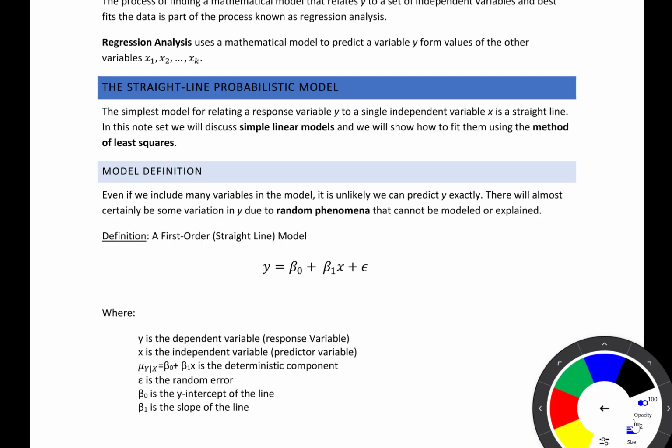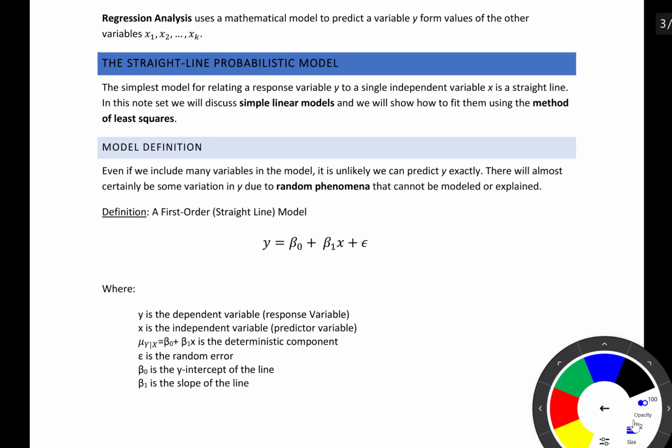So recall that any straight line that you draw can be defined by the y-intercept and the slope. So our straight line model that we're going to build is going to need a y-intercept and a slope. So here we have our definition of our first order straight line model. And so these two pieces right here are what are going to help us model that mu y that we saw later on.